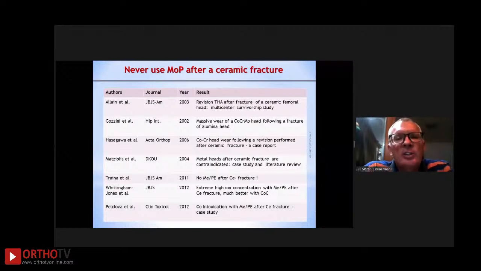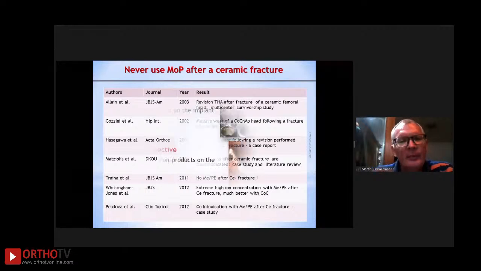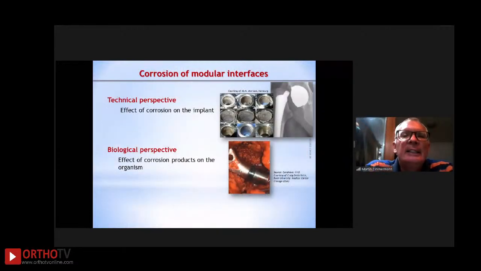There are a lot of publications out there, starting in 2003, showing and explaining clearly that after a ceramic fracture, you should not use a metallic head. Because, as I said, I repeat myself, you always have some rest of ceramic particles which create a grinding machine. So once you start with ceramic, you have to stay with ceramic. But we have a solution for that.